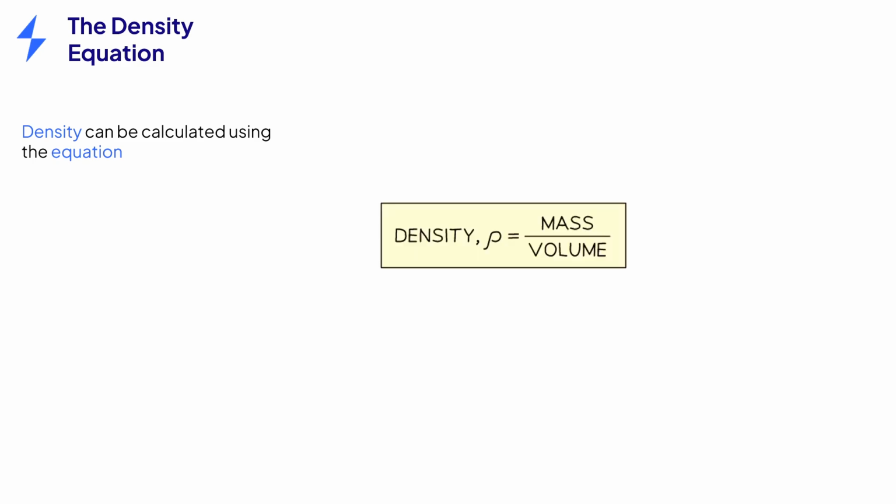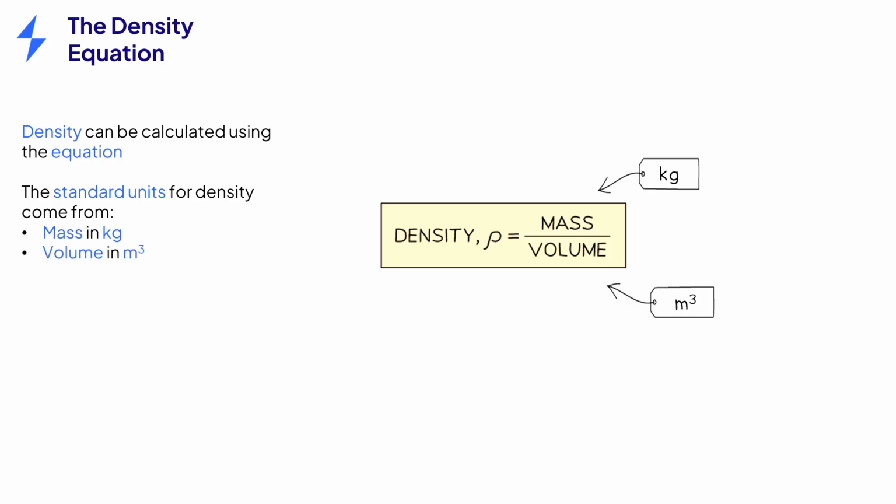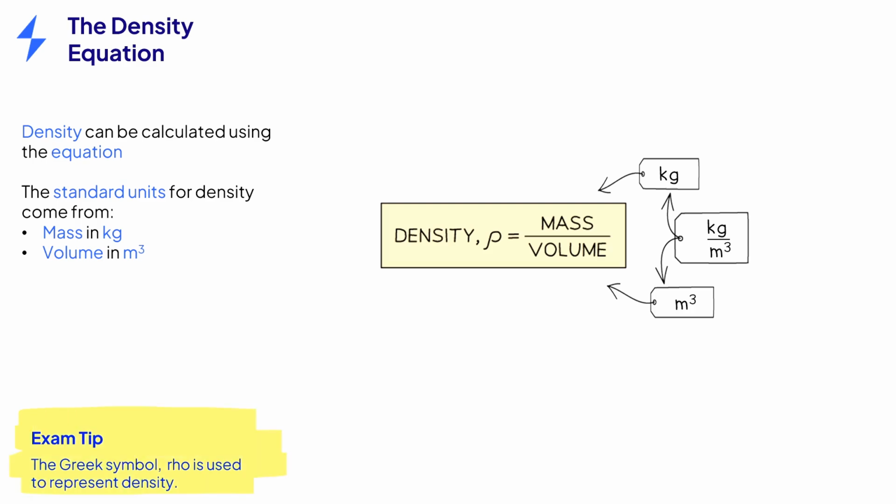Which equation is used to calculate density? Once you have the correct mass and volume of an object, then its density can be calculated using the equation density equals mass divided by volume. The standard units of density have mass in kilograms and volume in meters cubed. So the units of density are kilograms per meters cubed. The Greek symbol ρ is used to represent density and should not be confused with the letter P for pressure or momentum.